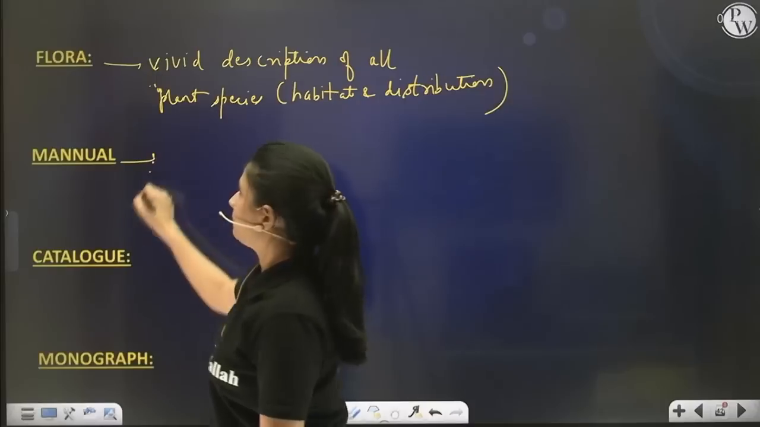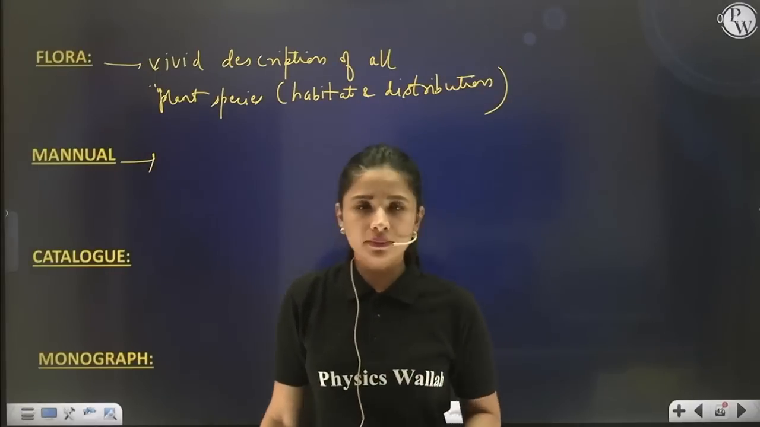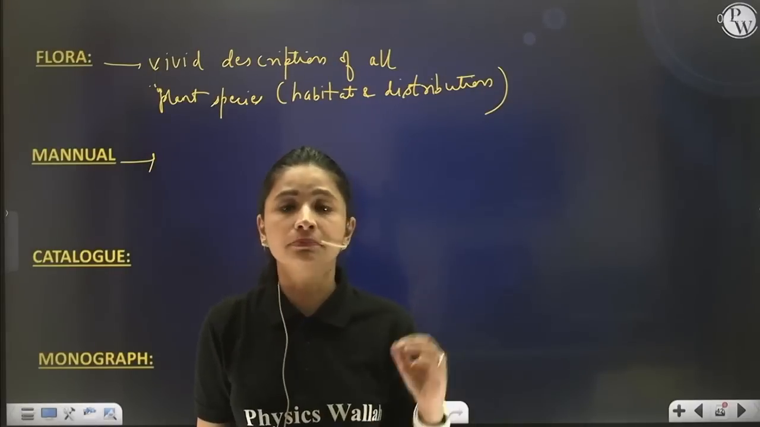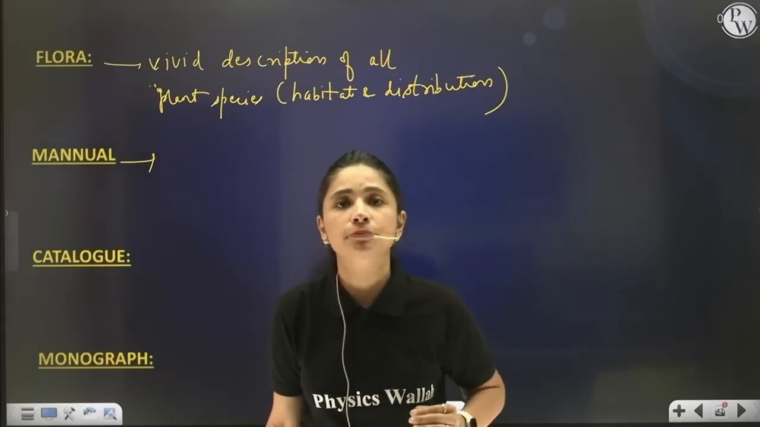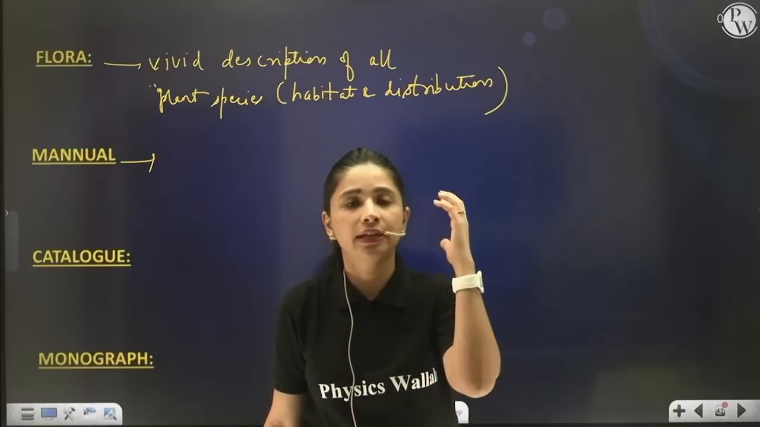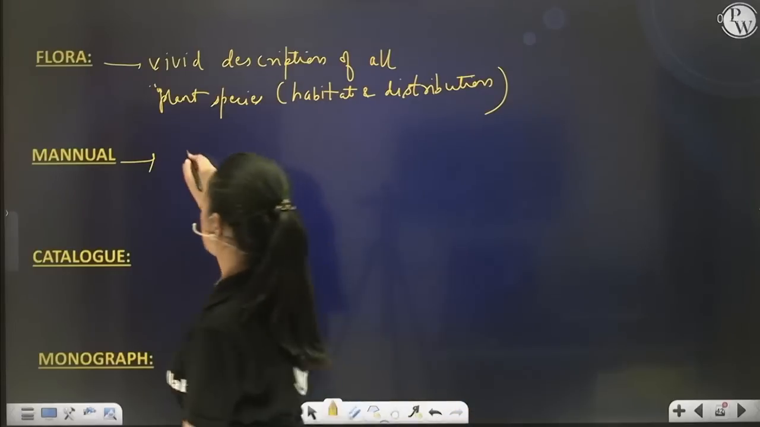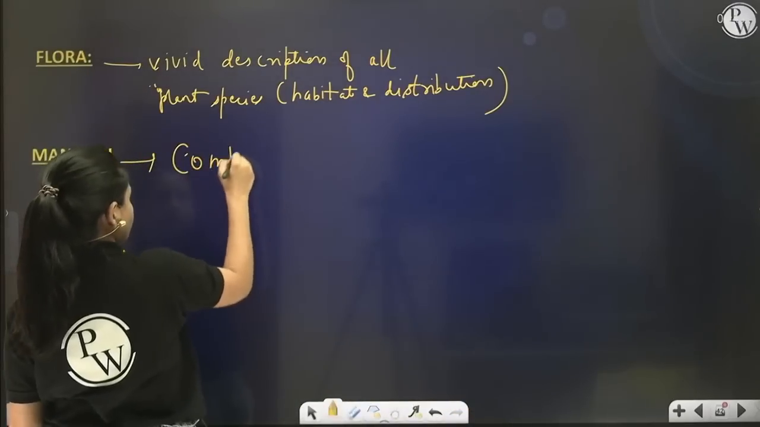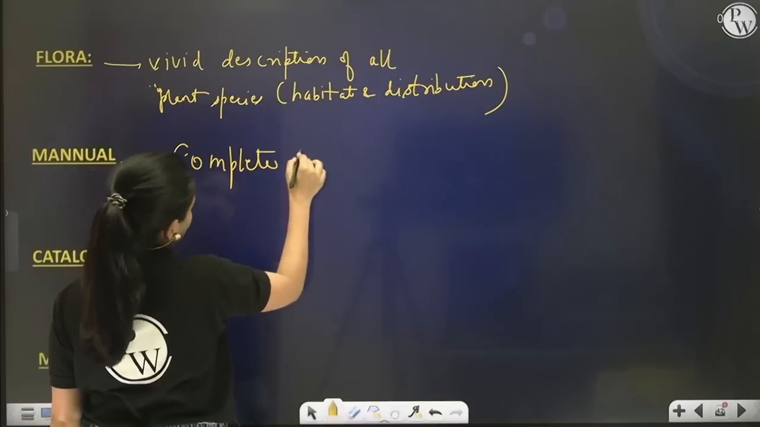Moving ahead, manual. On similar grounds, manual provides a complete listing of all the plant species found in your given area. So what is manual? Complete listing of the species with a little bit of information.